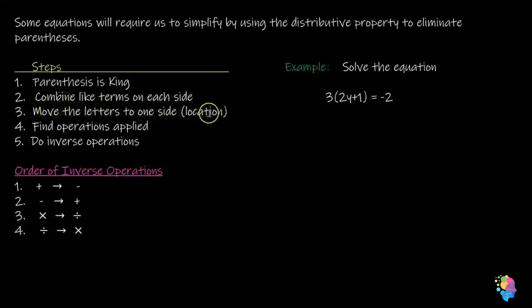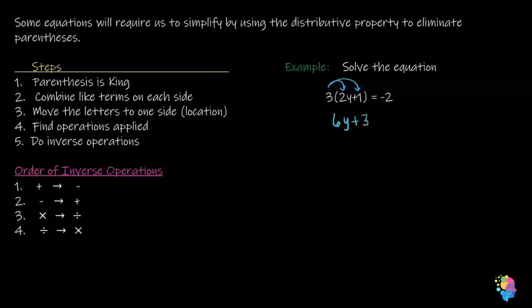We're going to move the letters to one side. That's going to be the location of our variable. We're going to find the operations being applied and then do inverse operations. So let's begin. Parentheses is king, so we're going to do parentheses first. We're going to distribute by multiplying the 3 times the 2y and the 3 times 1. Well, 3 times 2 will be 6. Bring down the variable. And 3 times 1 is 3.